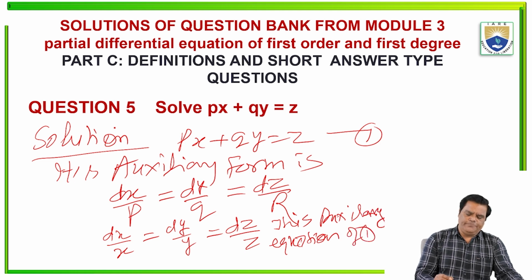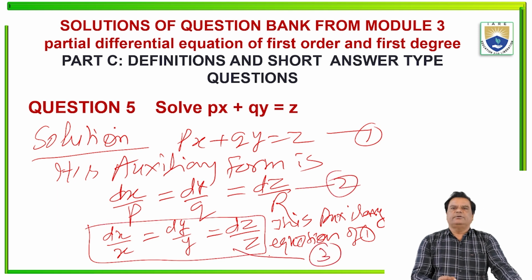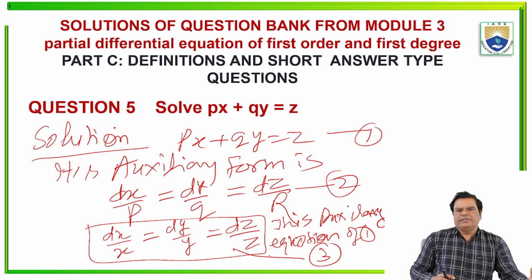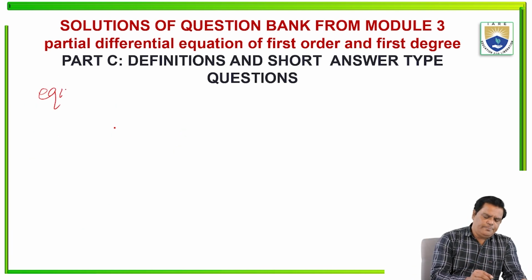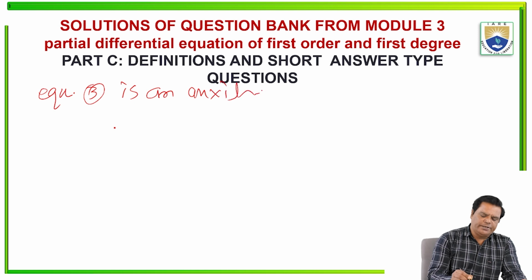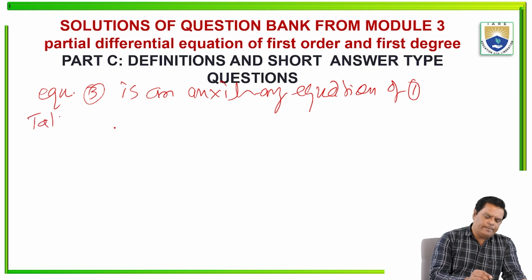Now there are 3 fractions. This is equation 2, this is 3. Now equation 3 is the auxiliary equation of 1.